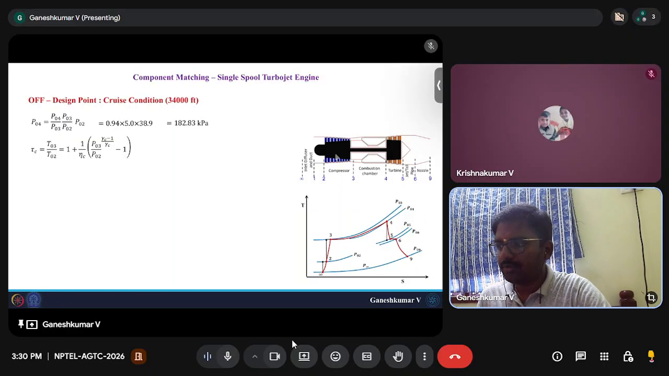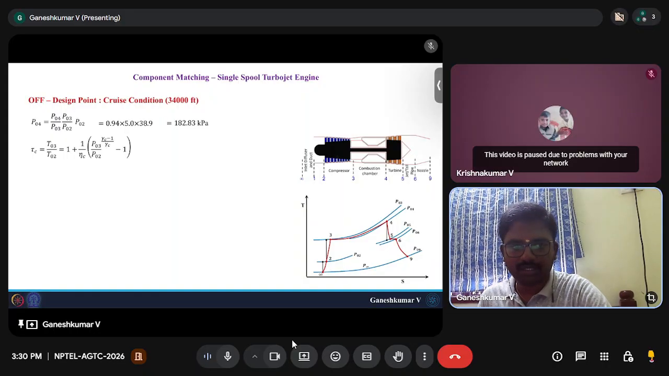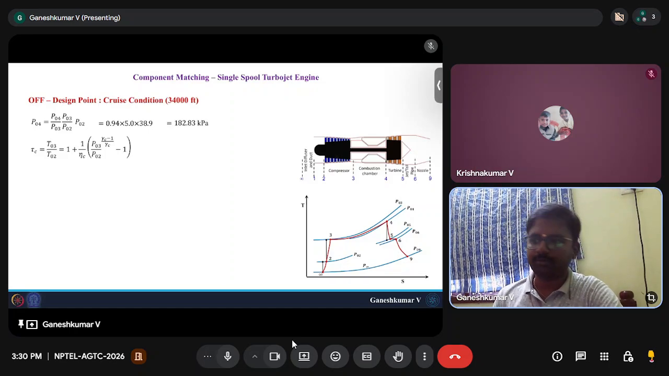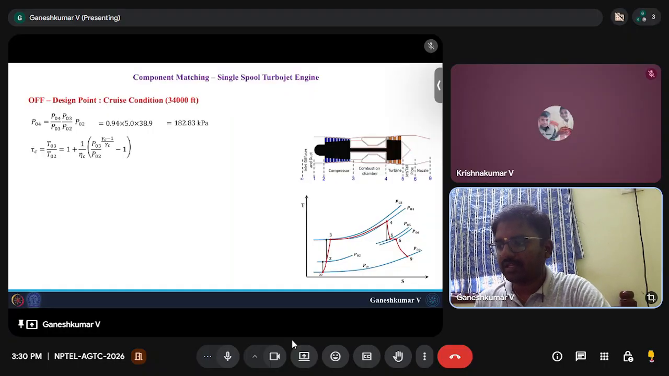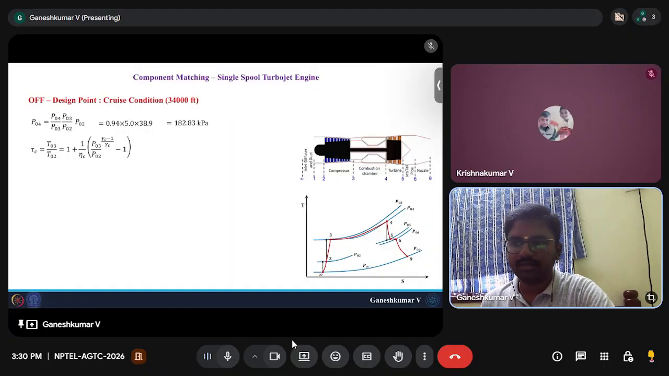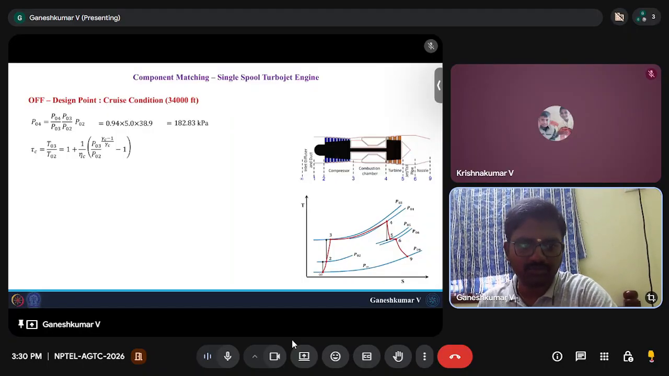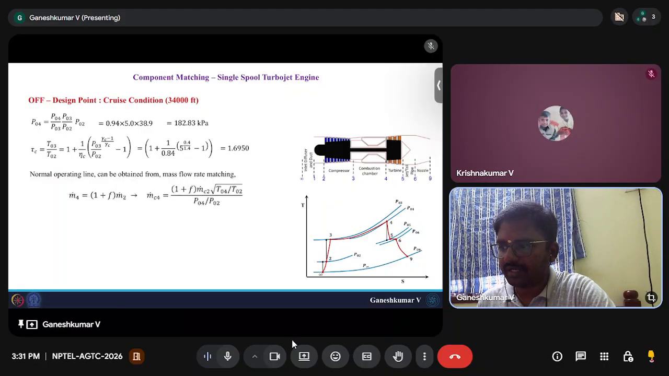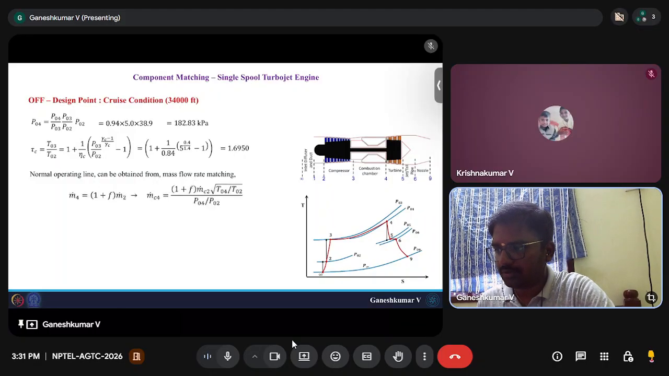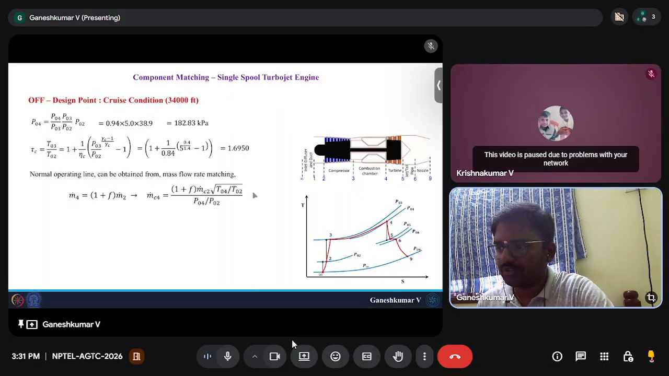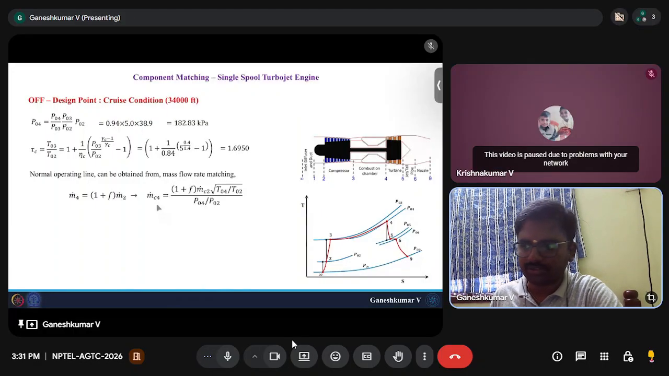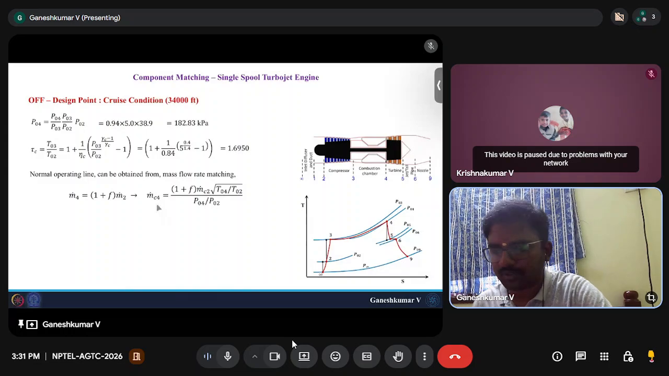1.6950. Now, the normal operating line can be obtained from the mass flow rate matching. The mass flow rate matching is nothing but m dot 4 equals 1 plus f times m dot 2. Now m dot 4 is nothing but the choking condition. We have assumed that the turbine inlet is choked. So from there we can write m dot C4 is equal to 1 plus f times m dot C2. And m dot 4 is nothing but the corrected mass flow rate times pressure ratio divided by the square root of the temperature ratio. So if you rearrange, you will end up having this.